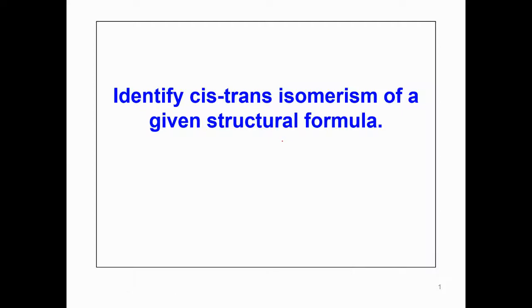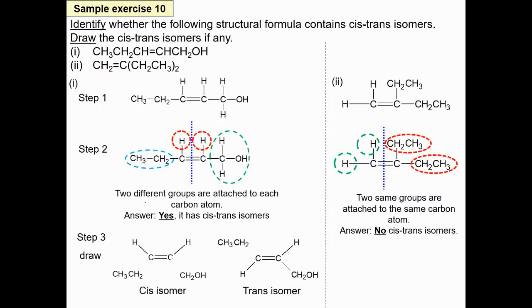Identify cis-trans isomerism of a given structural formula. So the question is, identify whether the following structural formula contains cis-trans isomers. First of all, you are given an organic compound.